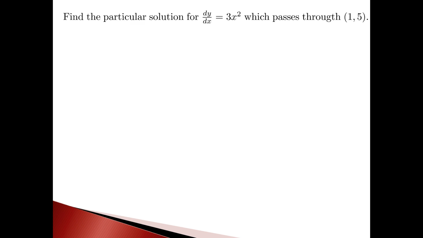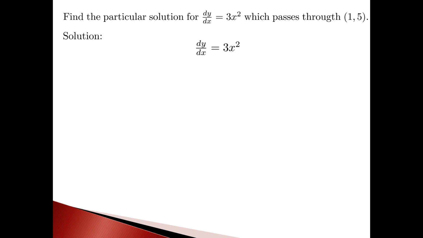Then we might have a problem like this, where we want to actually figure out what that c is for a particular problem, where we know a little bit of extra information. In this case, we know that dy/dx is 3x squared, the same equation, but now I want the solution that goes through the point (1, 5). So I need a solution that goes through a particular point. That will be a particular solution. In other words, it won't have a plus c in it. We'll be able to figure out what the c is.